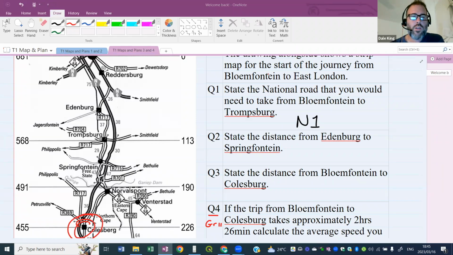Bloemfontein to Colesberg. Anyone? All right. It's all the way down to Colesberg. 226. Very good. Well done, guys. Well done, Sambulo. Well done, Menzi. Good job, Nicholas. 226. How are they getting this?